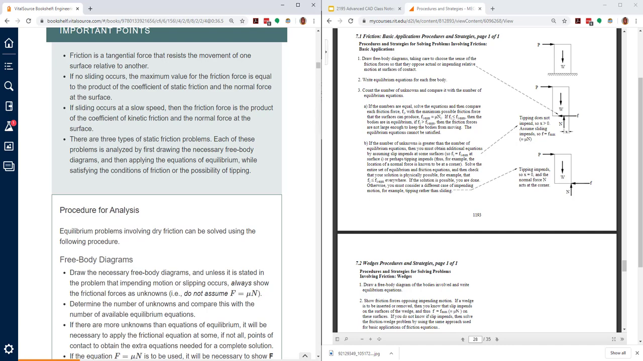Today we're going to talk about some friction problems. Before we jump into an example, I want to point you in the direction of some clarifying points. In the book, section 8.2, you should definitely review the important points.